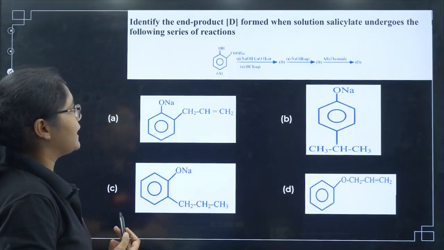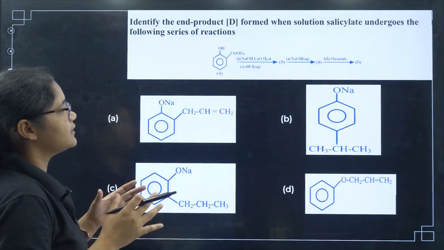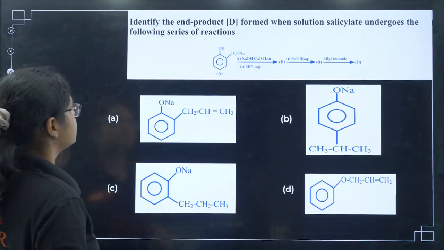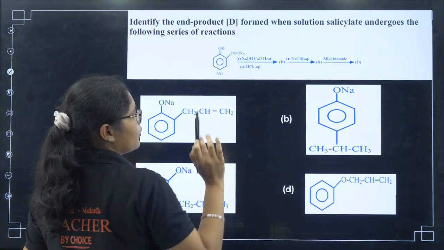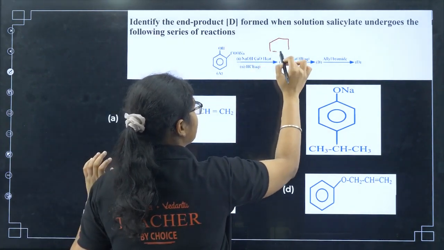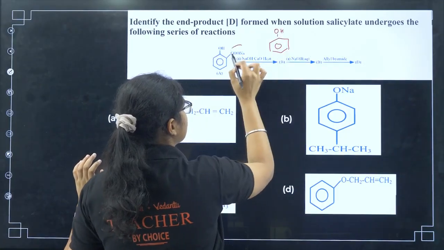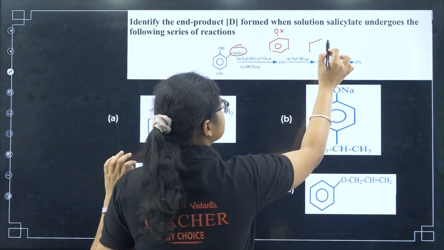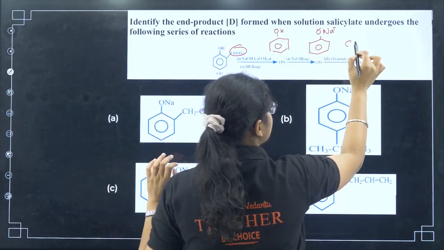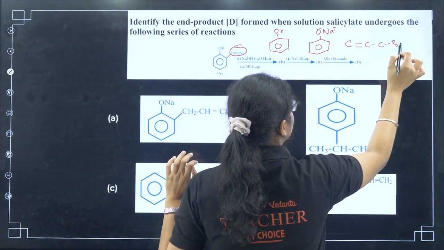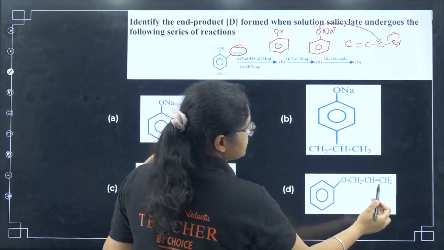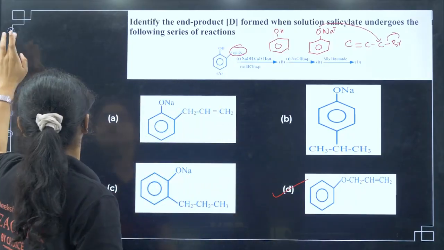Next, identify the end product D formed when sodium salicylate undergoes the following series of reactions. If this is not visible, I'll tell you, we have OH and COONa, then you are doing NaOH and CaO. So that is decarboxylation, and I will get simple phenol. Next, NaOH, 1 equivalent, will give me O minus Na plus, and then you are treating it with allyl bromide. This O minus will attack here, the bromine will go, and I will get CH2 CH double bond CH2. So that is why option number D.